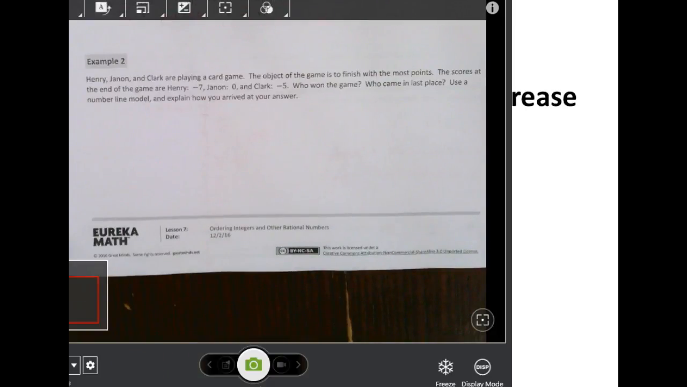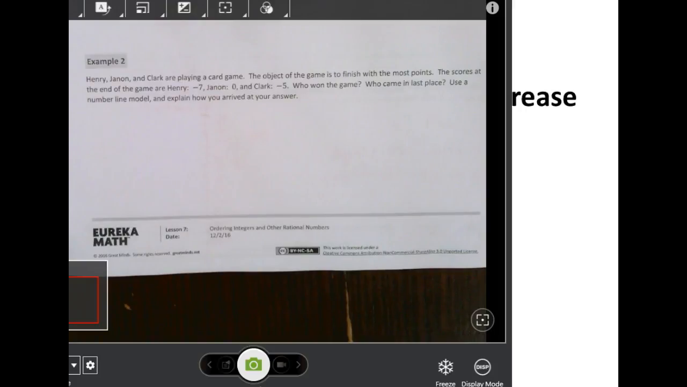Now let's move on to example 2. Example 2 says, Henry, Janet, and Clark are playing a card game. The object of the game is to finish with the most points. The scores at the end of the game are Henry, -7, Janet, 0, and Clark, -5. Who won the game? Who came in last place? And use a number line to model and explain how you arrived at your answer.